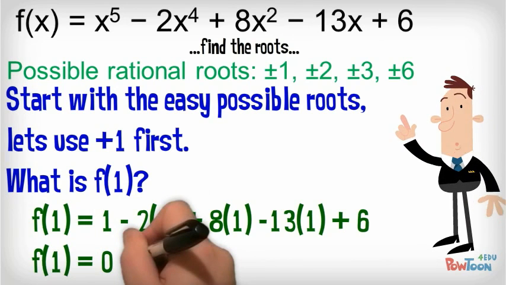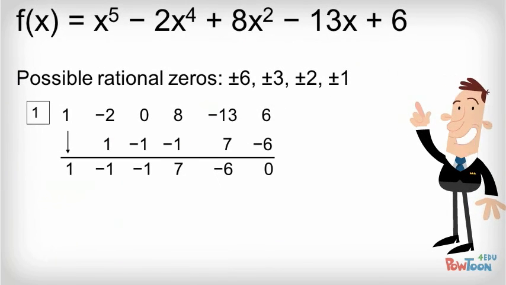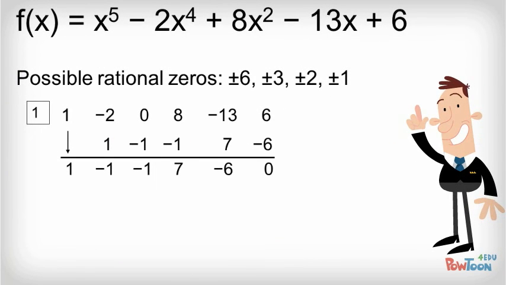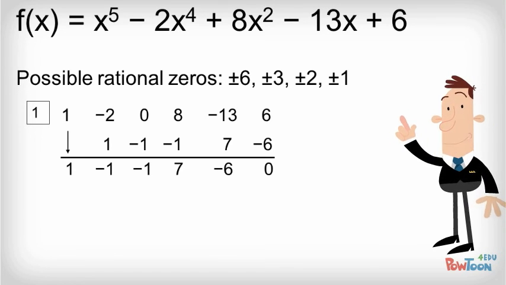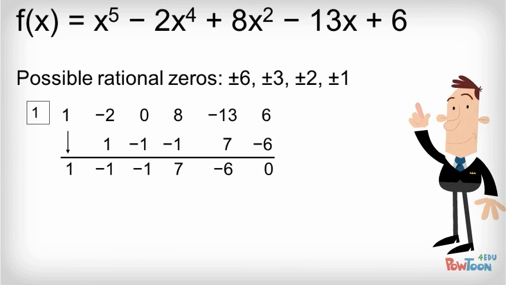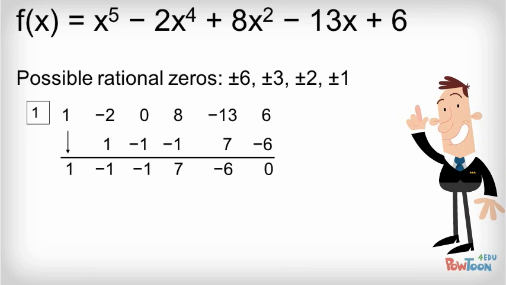So I need to divide this thing by x minus 1, because that's what the factor would be to give us 1 for a root. So using synthetic division, since 1 is the root, I'm going to put 1 in the box, bring it down, divide, and there's my new polynomial. The answer is x to the 4th minus x to the 3rd minus x squared plus 7x minus 6.